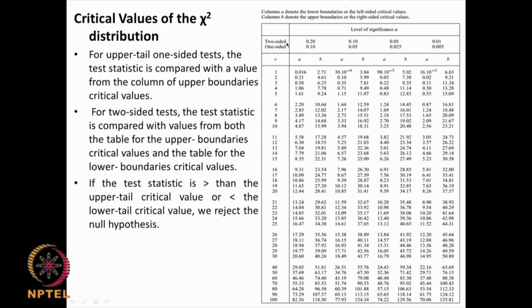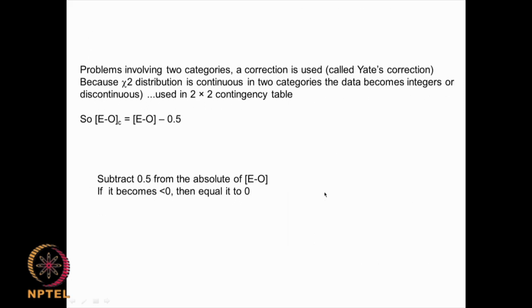So this is the table I talked about. For two-sided you have it here, for one-sided you have it here. One-sided 95% is here, two-sided 95% is here. A denotes the lower boundaries and B denotes the upper boundaries, and this is the degrees of freedom. So we can use this table for different degrees of freedom, and depending upon one-sided 95% or two-sided 95%, we use the corresponding columns here.